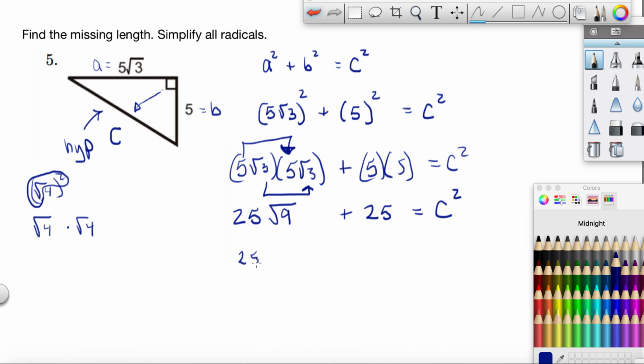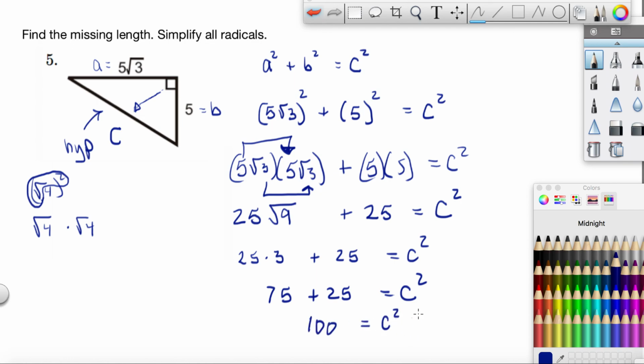So 25 times 3 plus 25. This is 75 plus 25, which is 100.